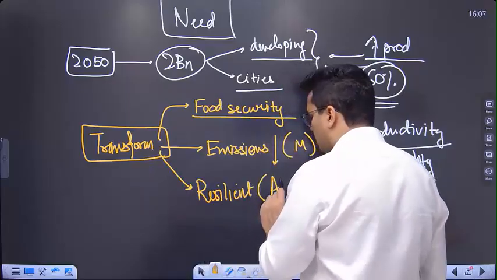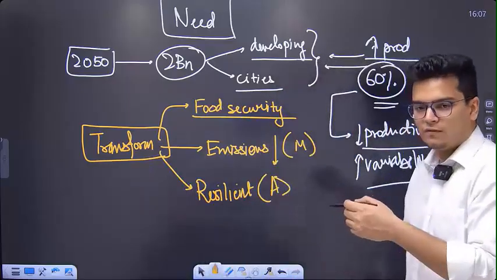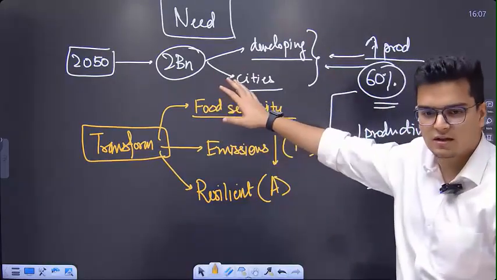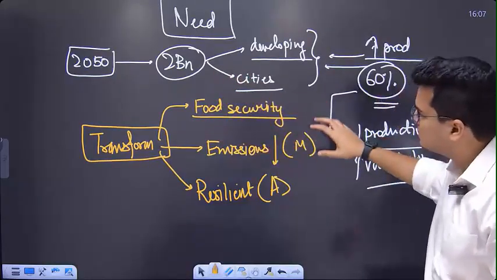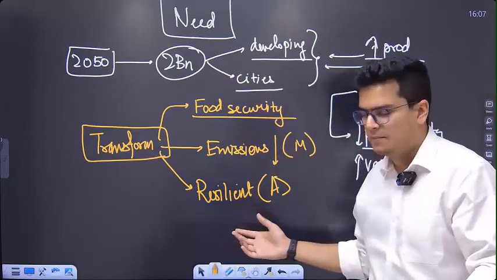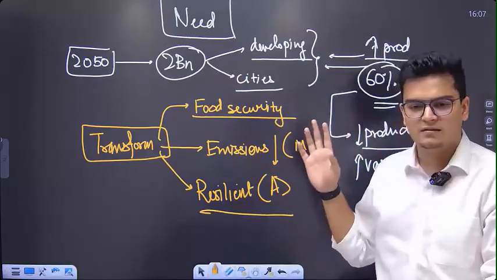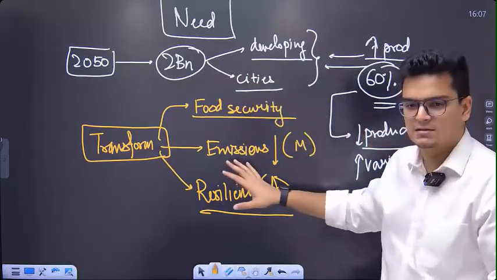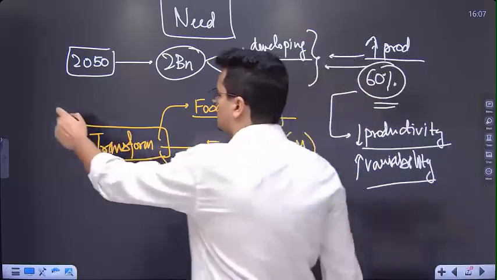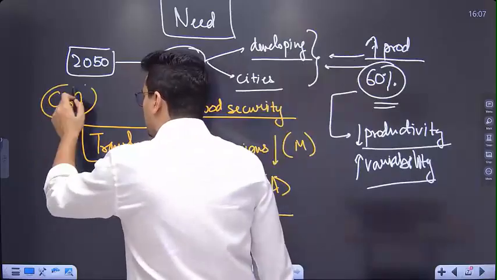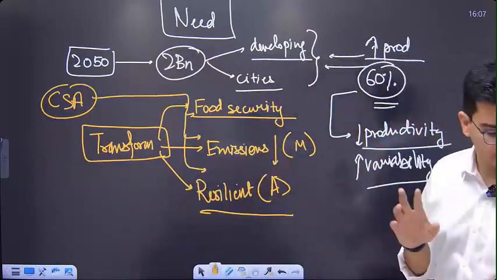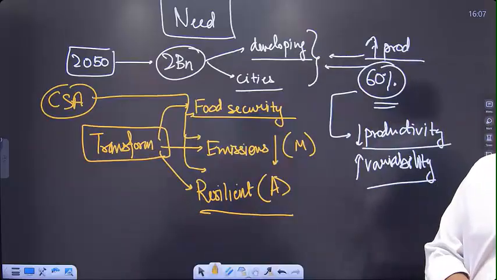This is what? Adaptation. So we need to transform agriculture so that productivity is increased, so that food security can be increased. Emissions from agriculture are low, so it contributes less to climate change. And whatever climate change has happened, we need to have resilience. Now, these 3 things are the exact 3 pillars of the idea of climate smart agriculture. So climate smart agriculture has 3 pillars that are mentioned on the board in front of you. Okay.